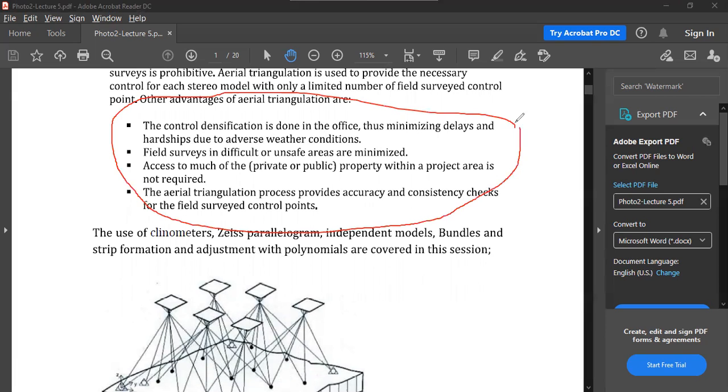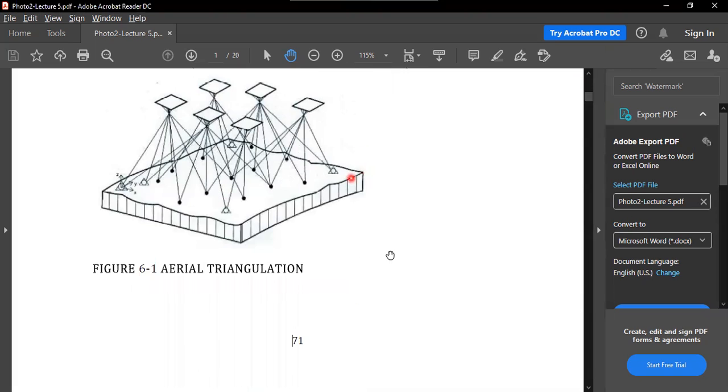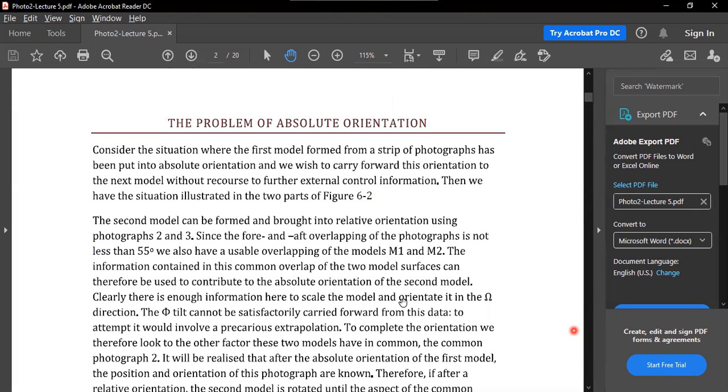Some areas are not easily accessible. You should take note of that access. Sometimes field surveys are just difficult. Are you okay? And then sometimes we just want to extend the control. And so the justification for aerial triangulation. There are a few methods that are proposed in aerial triangulation, but let's see the justification.